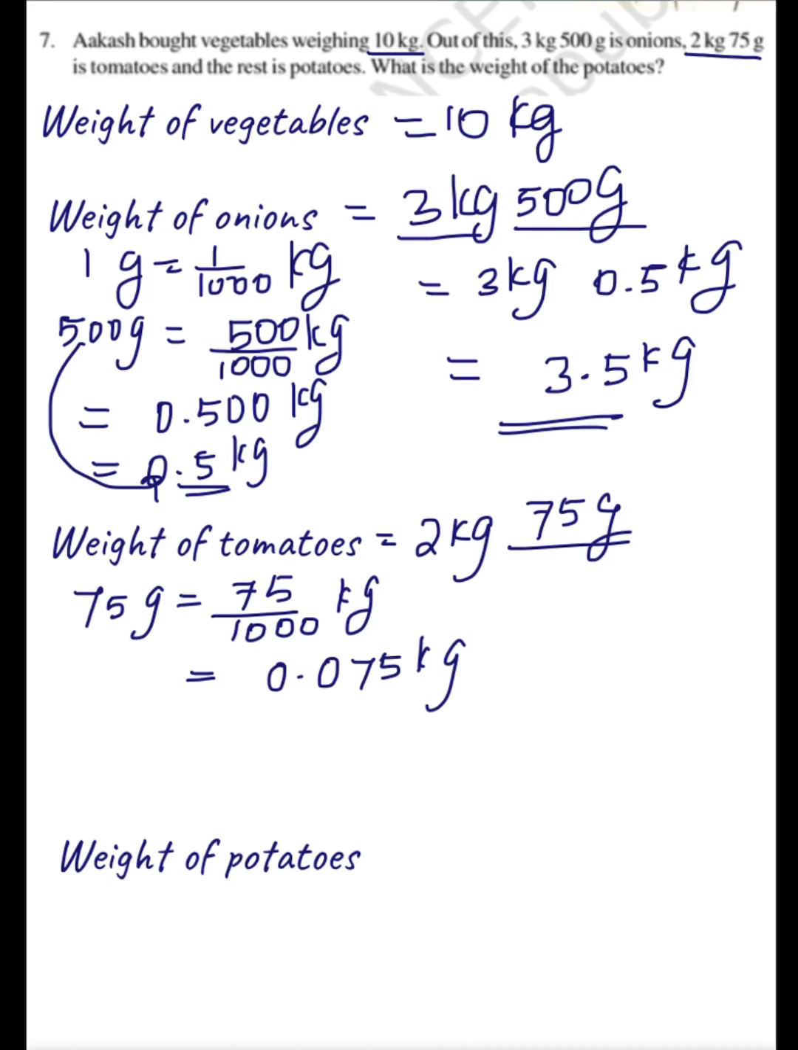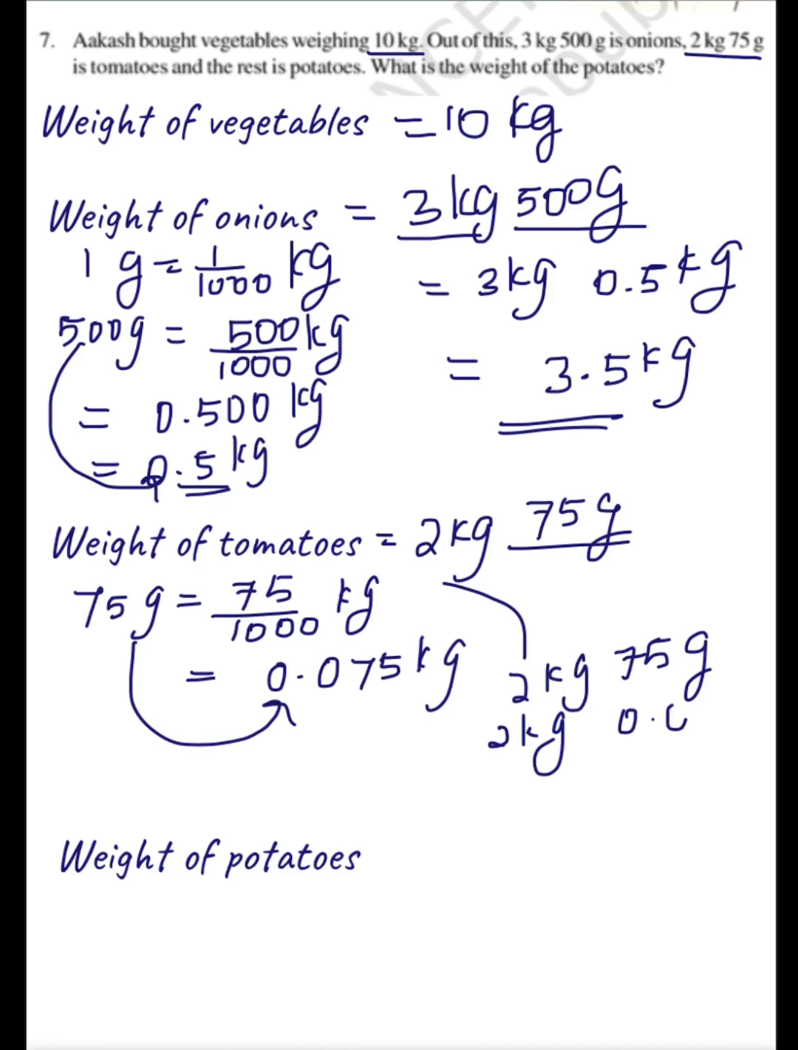But our question is actually what? 2 kilogram 75 gram. That means 2 kilogram, and instead of 75 gram you can write 0.075 kilogram. So these two things in total, how can you write? You can write it as 2.075 kilogram. So that will be the weight of tomatoes.